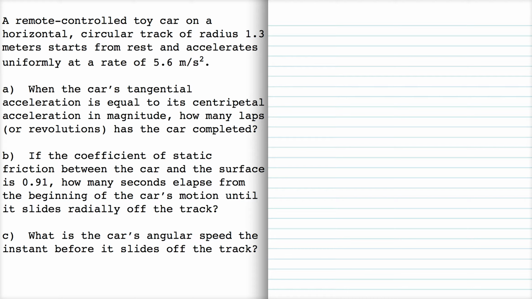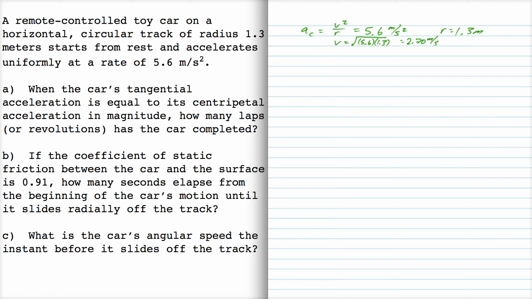So what we want to do is we want to take the centripetal acceleration, which is v squared over r, and we want to set that equal to the tangential acceleration, which is 5.6 meters per second squared. Well, we know r is 1.3 meters, so that lets us solve for v. V is the square root of 5.6 times 1.3, which is 2.70 meters per second.